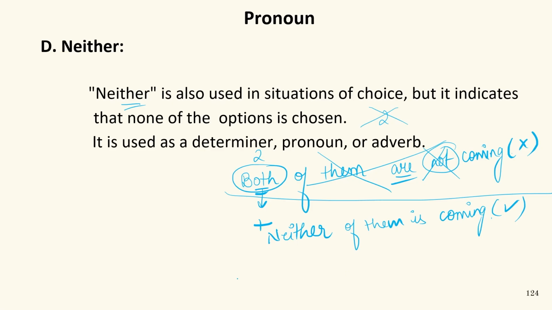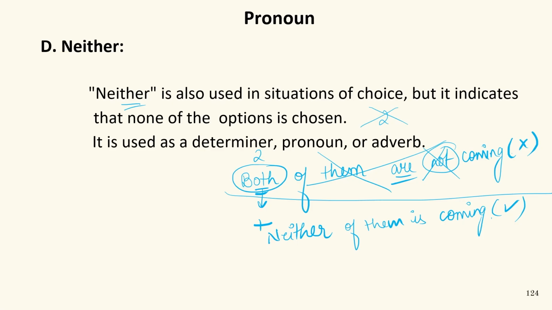Now we need not use any negation word like not over here, just because the word given, neither, is itself a negative word. So the sentence is negative itself. So we need not write not over here. So the correct sentence will be neither of them is coming. But in speaking, in writing as well, we do not consider these concepts.